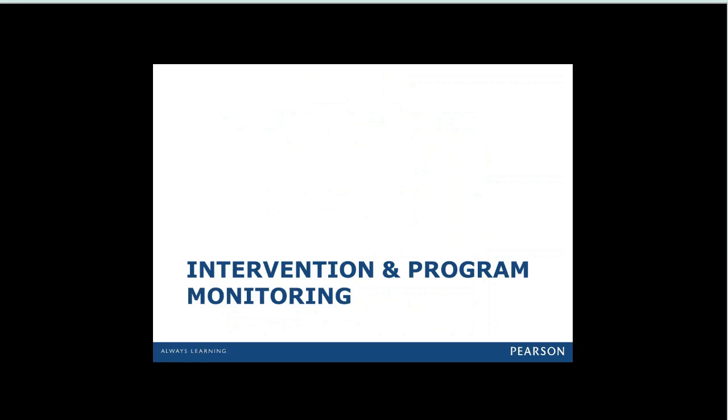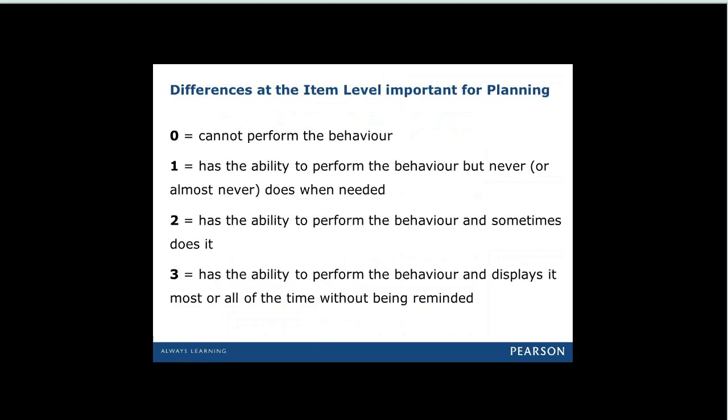So just a quick note on intervention and program monitoring. There are differences at the item level that are important for planning. So remembering again what the 0, 1, 2 and 3 represents. Basically what we can say is that if the individual has been rated as 0, they have an activity deficit, whereas if they've been rated a 1, it's considered a performance deficit. So they have the ability to do it, but for whatever reason, they are not performing it. If you have a rating of 3 for any of those items, we would consider that the individual has actually mastered that particular skill.